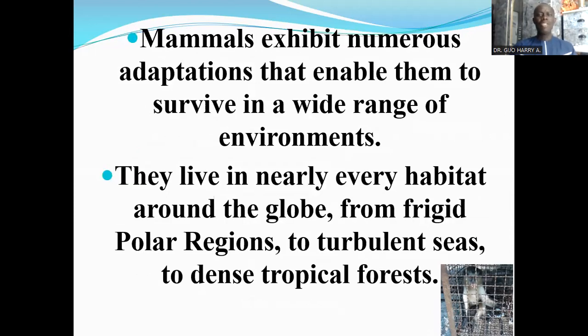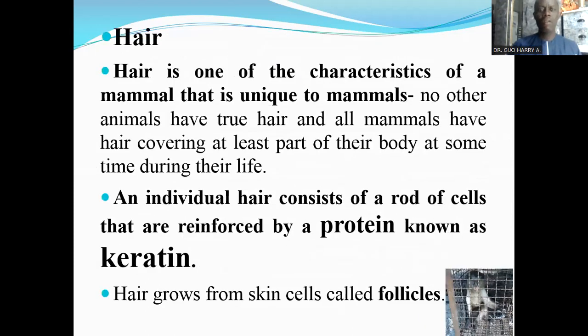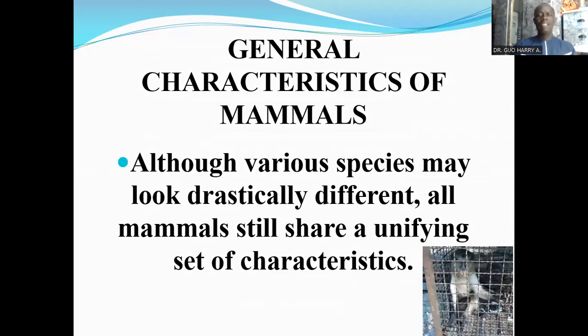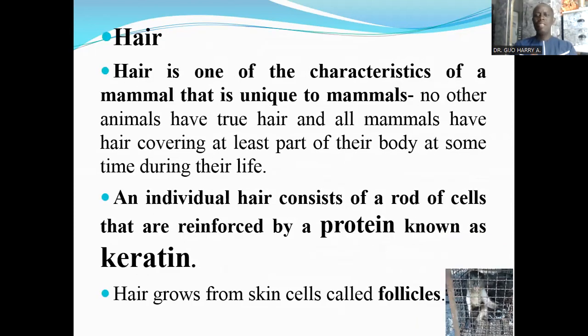Mammals exhibit numerous adaptations that enable them to survive in a wide range of environments. They live in nearly every habitat around the globe, from frigid polar regions to turbulent seas to dense tropical forests. They are found virtually everywhere. Now, I want to look at the general characteristics of mammals. Although various species may look drastically different, all mammals still share a unifying set of characteristics. Now I want to look at those characteristics that distinguish them from other organisms.